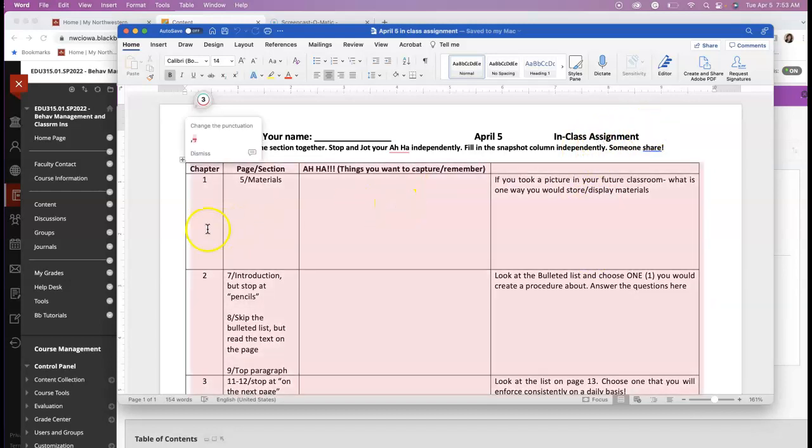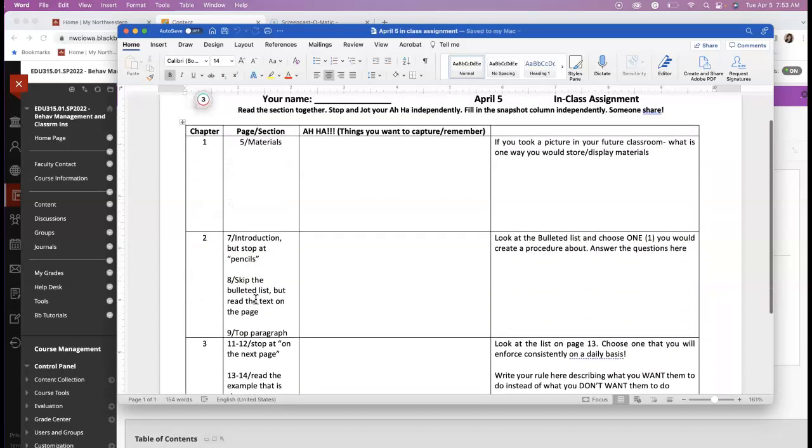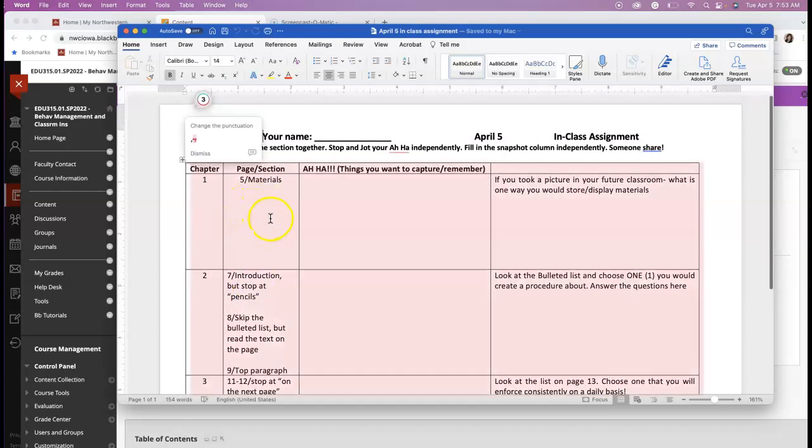You're going to look at chapters 1, 2, and 3. You're going to look at page 5, section materials, page 7, introduction, stop at pencils. It kind of tells you where to go, okay? And then after you read this section, you're going to independently write down the things that you want to capture. Remember those aha moments. This will stretch out to be as big as you want.